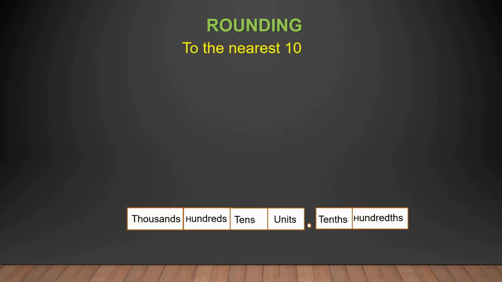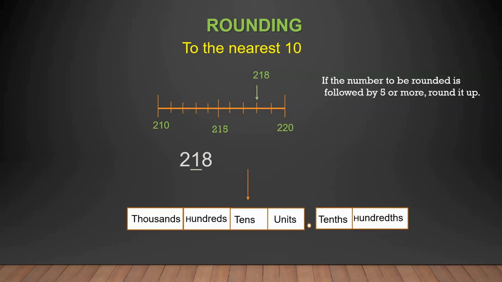Now to the nearest tens again. And we have 208. So 0 is in the tens place. So we're going to have 200 or 210. 208 is nearer to 210. So the tens value is followed by a number greater than 5. And so it rounds up, so you have 210.